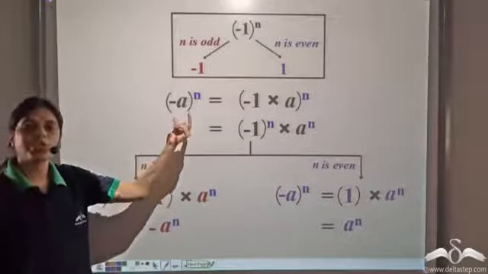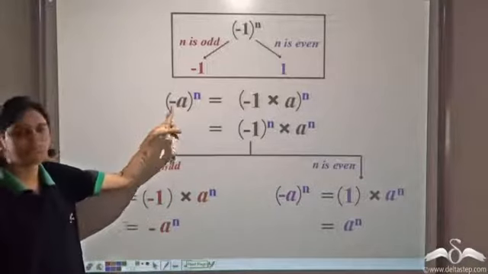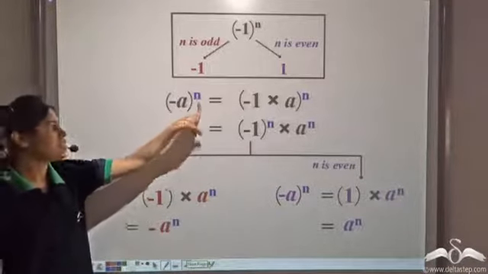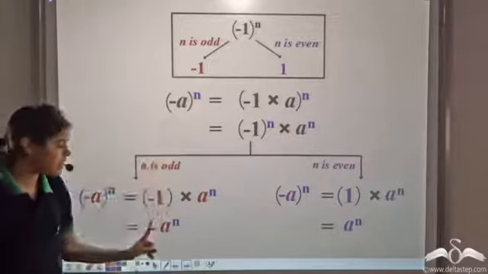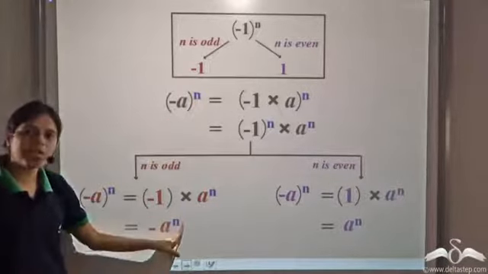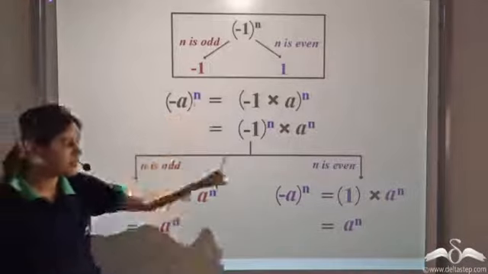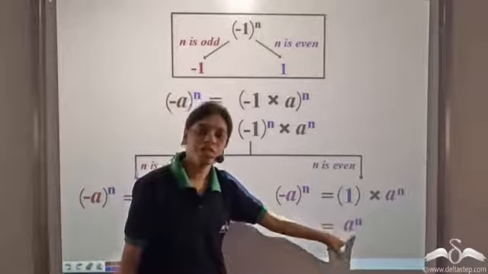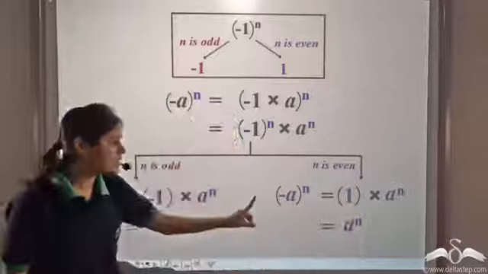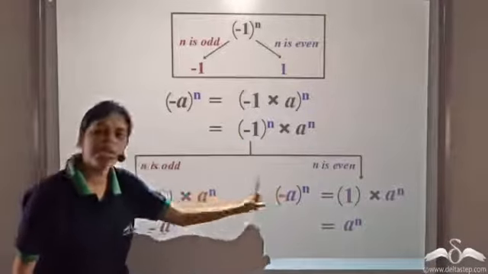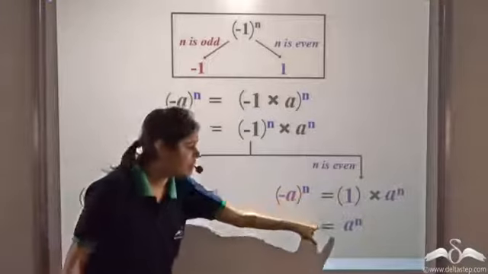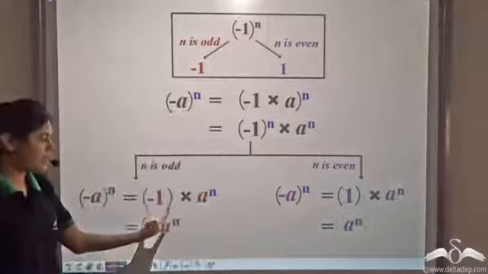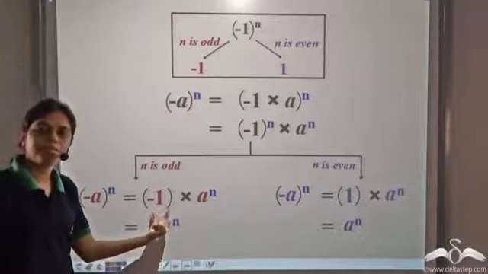So if we have exponential numbers with negative base, then check for the power. If the power is odd, then it can be written as negative a to the power n. If the power is even, it can be simply written as a to the power n. That is, we can take the power outside the bracket, and if n is even, we make it plus 1. If n is odd, we make it negative 1.